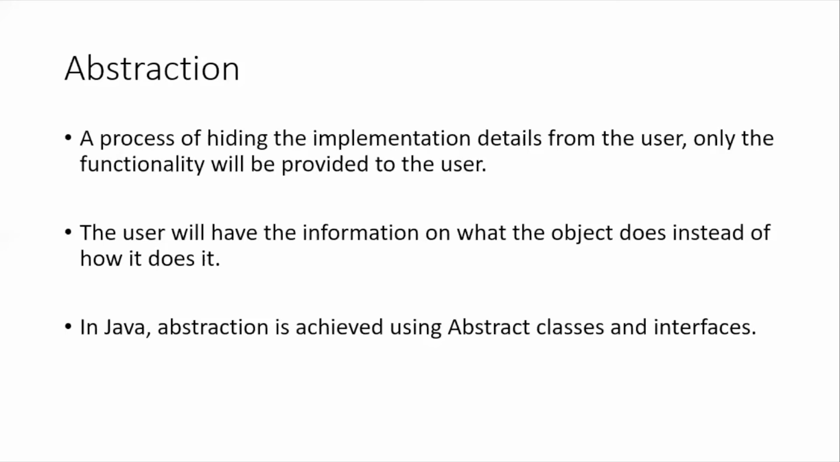So whenever I need to perform certain operations using that car, I need to know only what is required from my side, from my front. I don't need to know how the engine works inside a car or how the accelerator system works inside the car. That is not required. I'm not a mechanic, right? So that is nothing but abstraction, right? So the user will have only that information on what an object does instead of how it does.